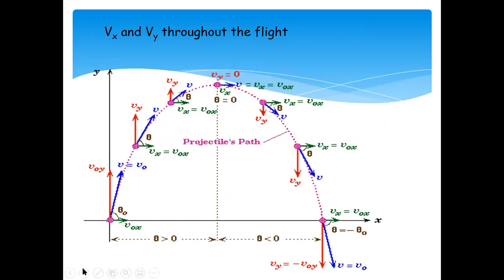Okay, this diagram beautifully explains how the Vx changes and Vy changes. When it goes up, Vx has no change. You see the length of the vector quantity is always the same. Vy, when going up, you see the magnitude becomes shorter. At the top, Vy becomes 0.